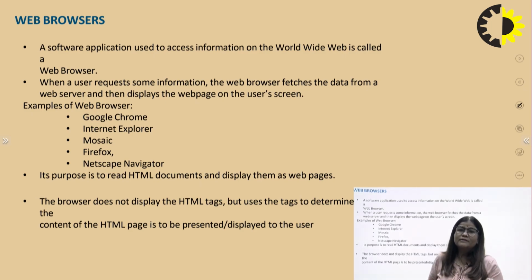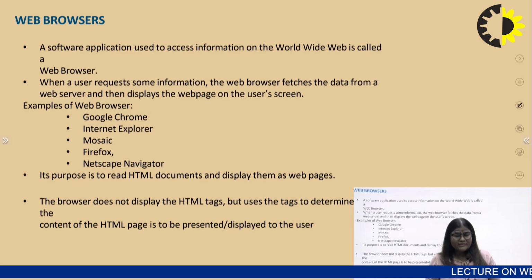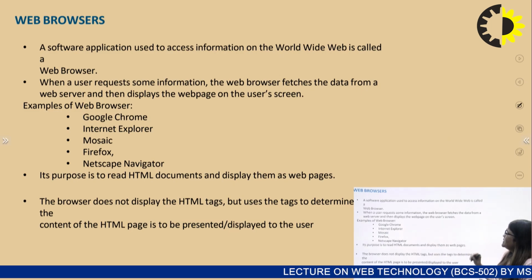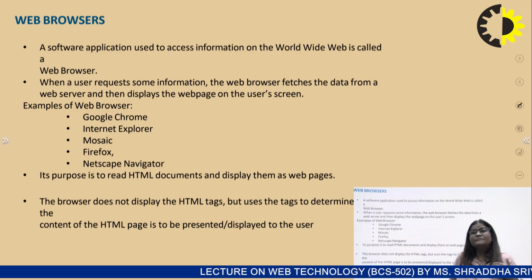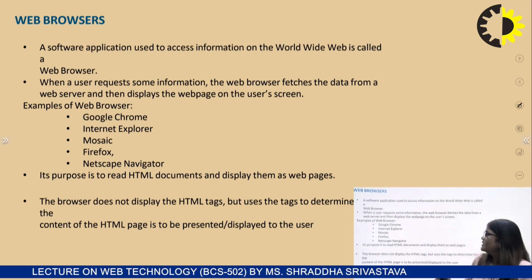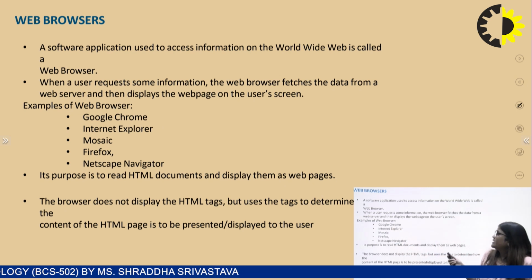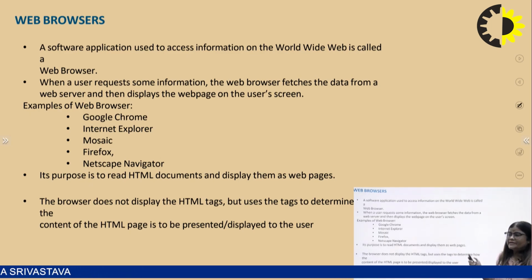We request some services from the client side, and that request goes to the server, and the information comes from that service back to the client. The client is served by the server. This is the normal phenomenon that we use via the browser. The browser is the interface that works on the internet. Examples of web browsers are Google Chrome, Internet Explorer, Mosaic, Firefox, and Netscape Navigator.